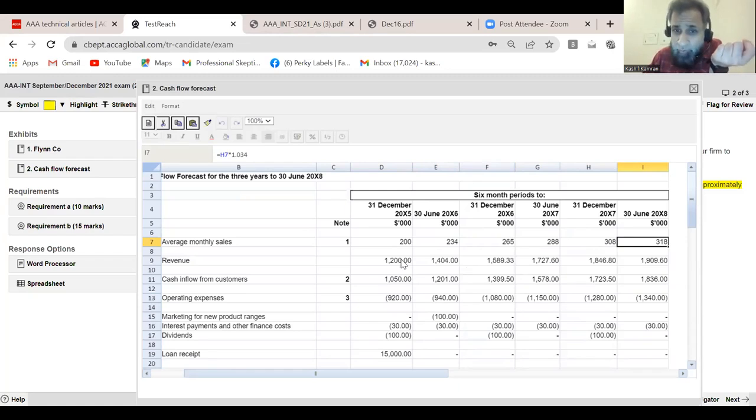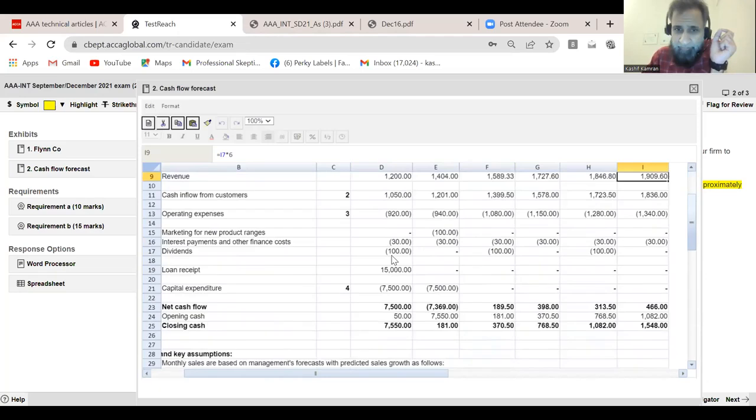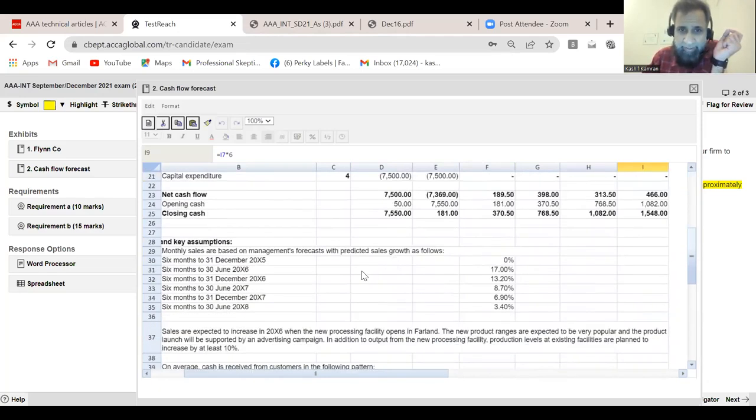The total revenue for 6 months, this is average, right? Look at the total revenue for 6 months, 1200, 200 divided by 6. So that's the 6 months revenue. Then 1404, 1589, 1727, 1846, and 1909. So that's the total 6 months revenue, which is showing a rising trend. Let's look at the assumption of sales. You go down and you look at the assumption for sale.